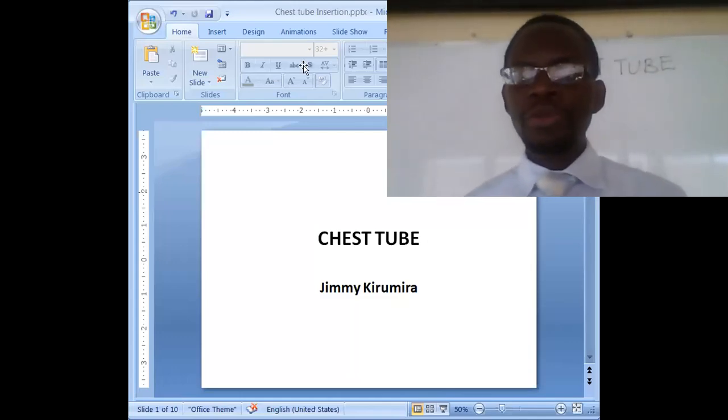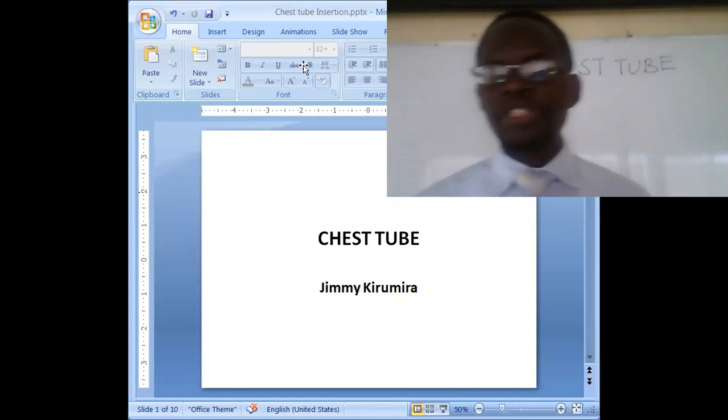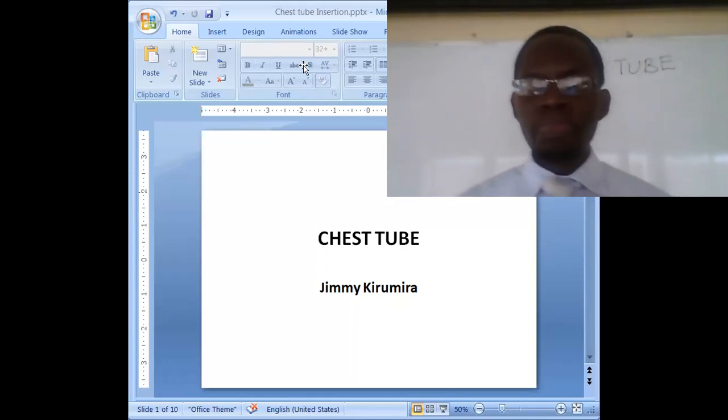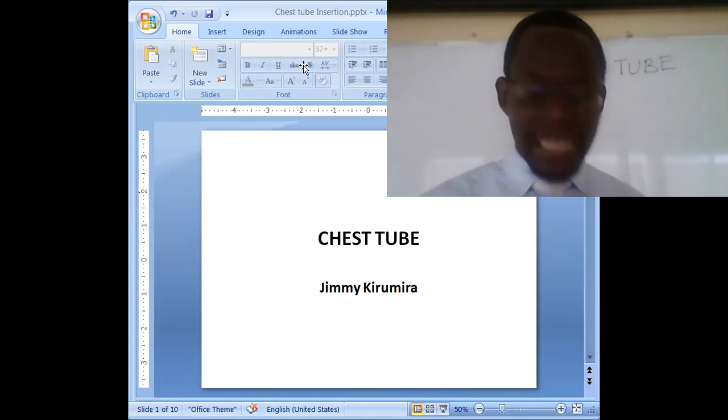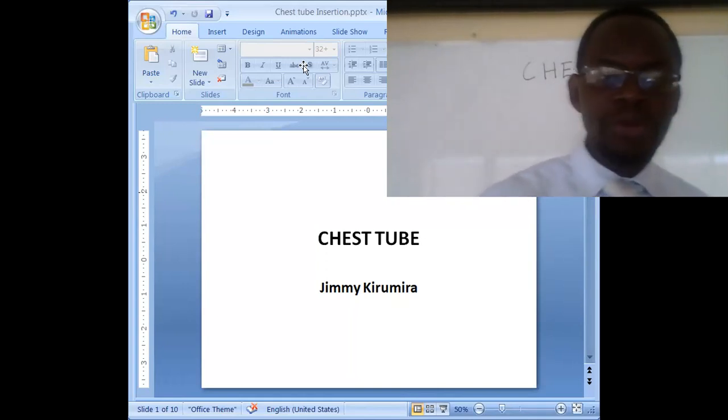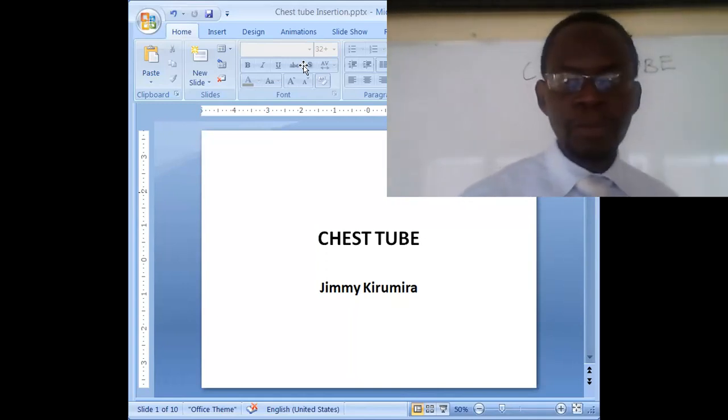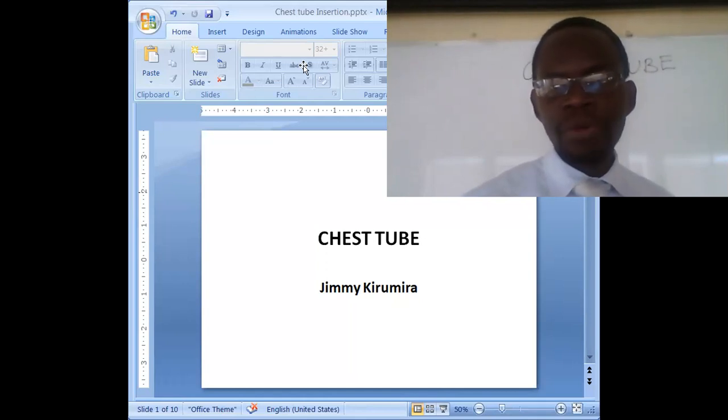As I told you, we are going to manage pneumothorax. Pneumothorax is basically managed using what we refer to as a chest tube, and we are going to see what we mean by a chest tube. By the end of this lecture, you should be able to know what a chest tube is and where exactly it is inserted in a patient who has pneumothorax, but also other indications for inserting a chest tube.